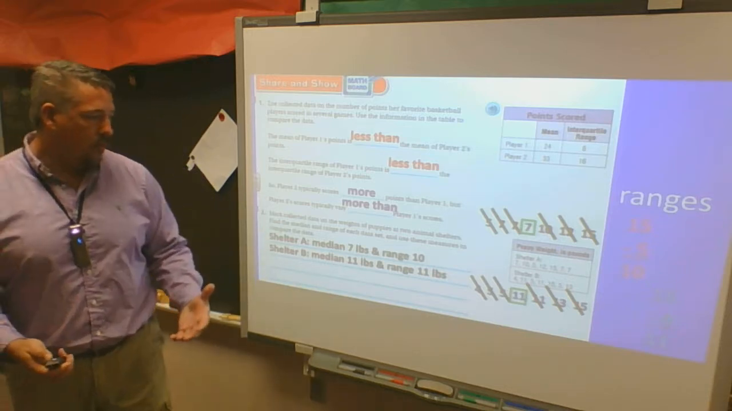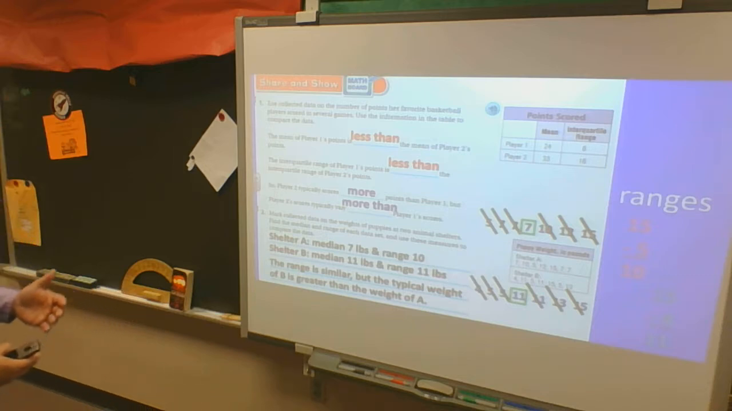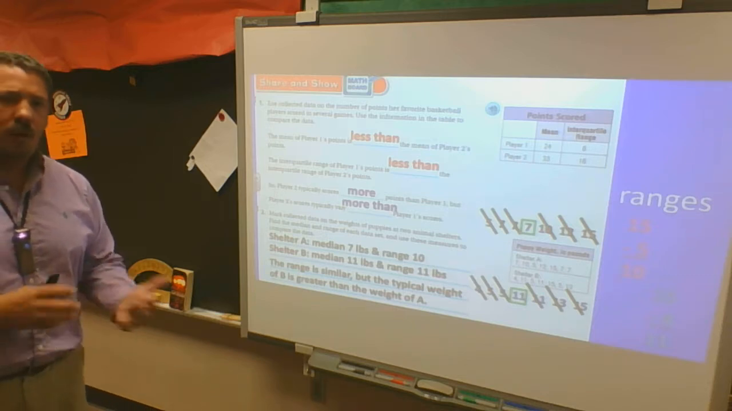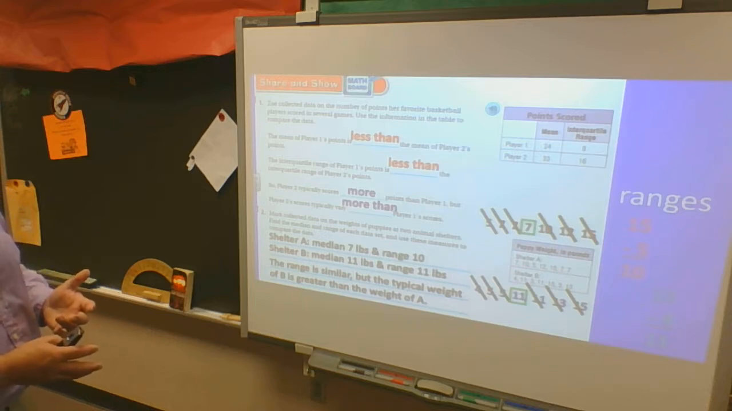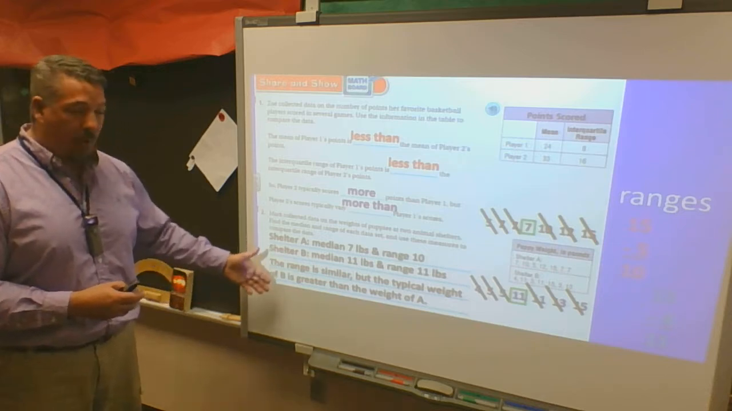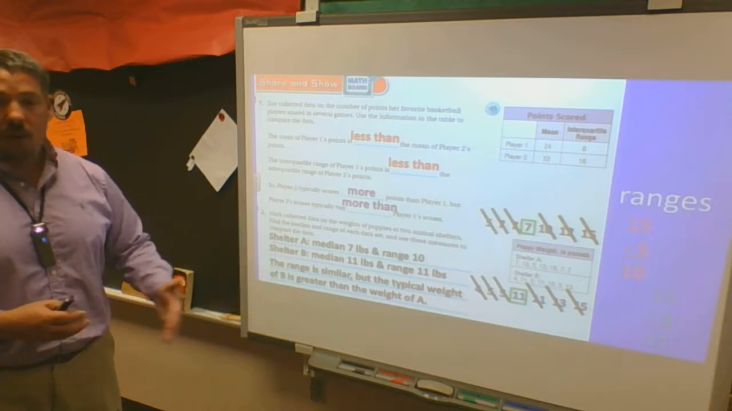So what does that tell me? Well, what that tells me is that the ranges are similar. They're not too far apart. 1 pound when it comes to puppies isn't that big of a difference. But the typical weight of B is greater than the weight of A.